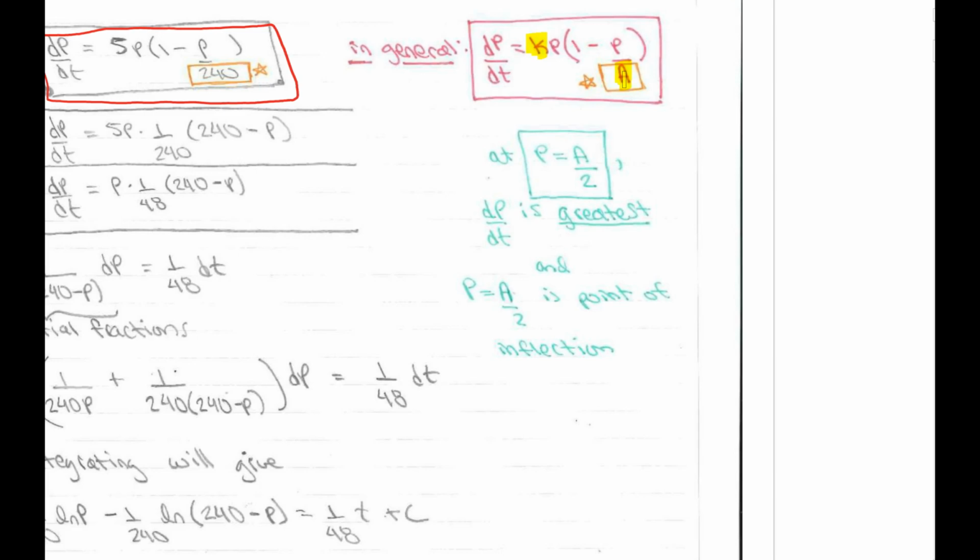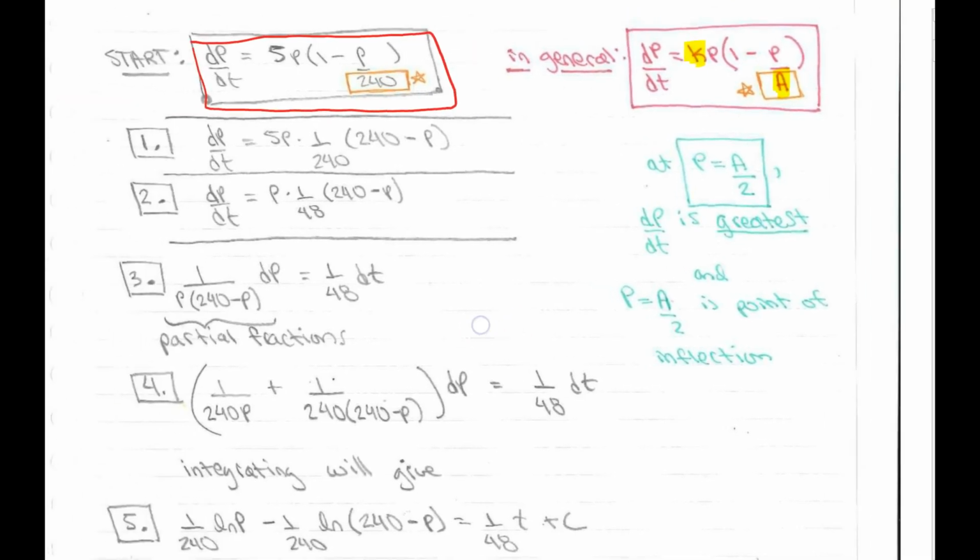Okay, let me just take you through the steps if we were going to do this longhand. This is something that I don't ever want to see you doing because it will take so much time. In step 1, all I did was some factoring, and then some cleaning up, 240 divided by 5. And then I separated the variables.